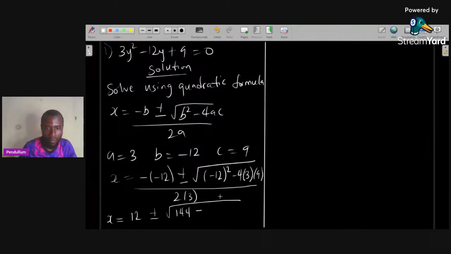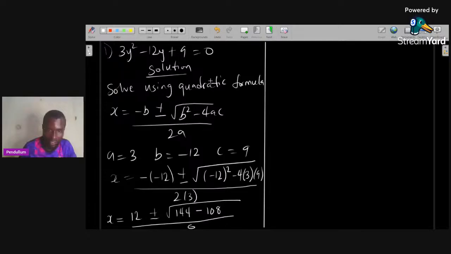minus 4 times 3, which is 12, times 9. 12 times 9 should give me what? 12 times 10 is 120, so 12 times 9 should be 108. And everything here is divided by 6. Alright? I hope you can see that.